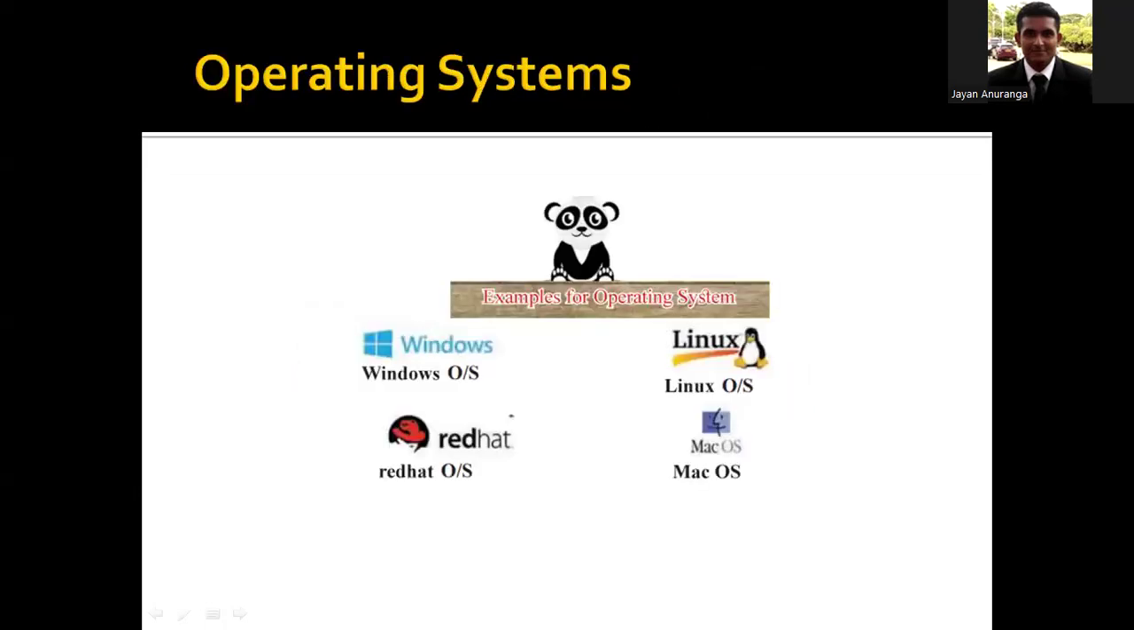Then, what are the examples of operating systems? You can see some icons here. I think you have seen them. As examples, Windows 7, Windows 8, 8.1, 10, 11. Likewise, there are many versions. Then Red Hat, especially in server-side computers, Red Hat OS uses Linux, open source software. Mac OS: Apple devices use Mac OS.